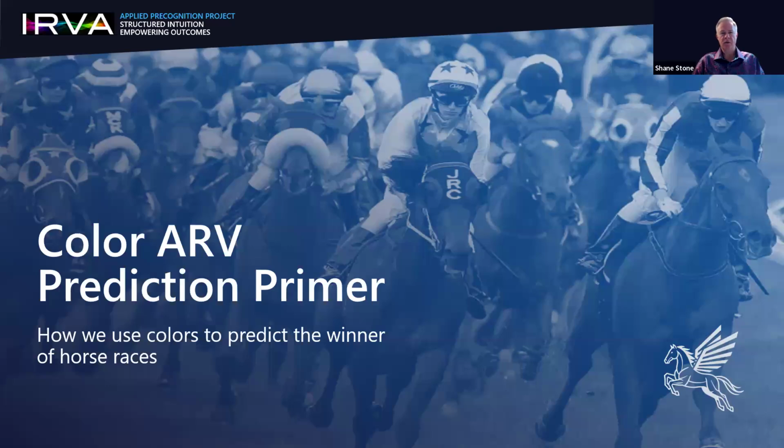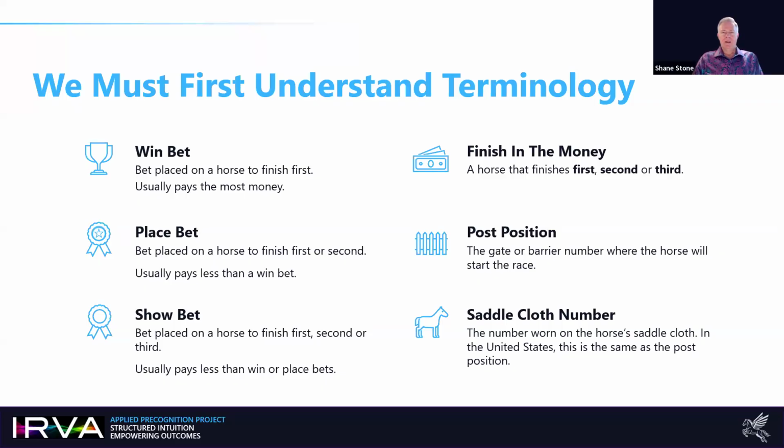Okay, so now I'm going to go into the color ARV prediction primer, which is going to let us know how we use colors to predict the winner of horse races. Before we get into the actual color prediction process, there's a few things to understand. It's mostly around how the horse races work and how the betting around that works. I'm not condoning placing any bets at this point in time.